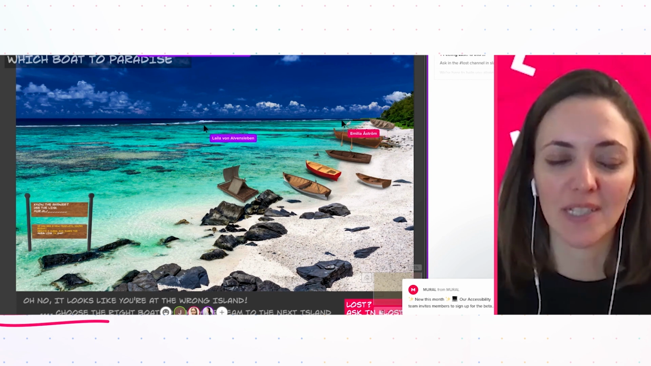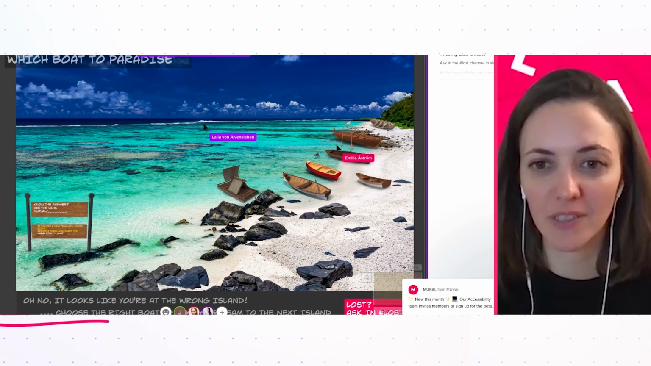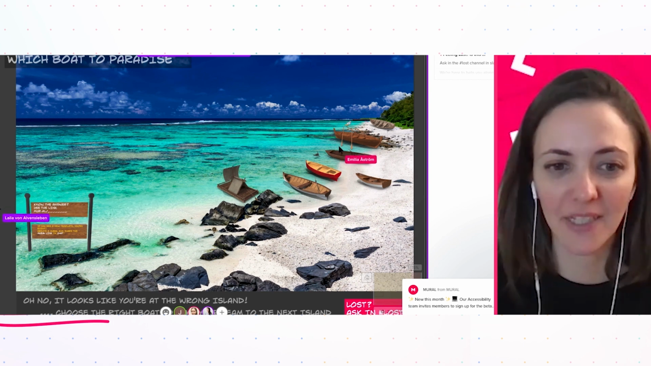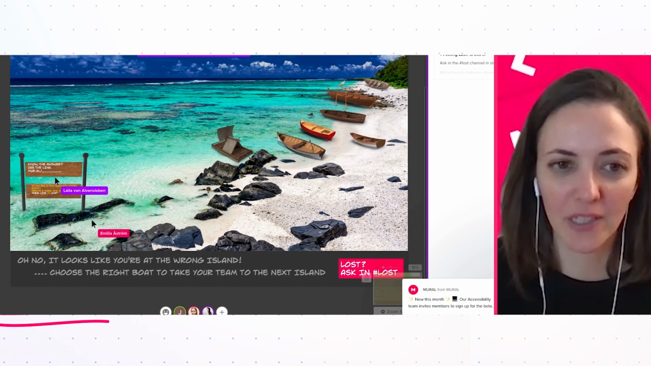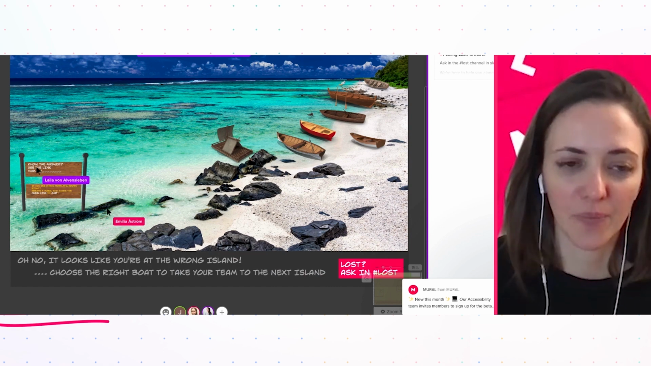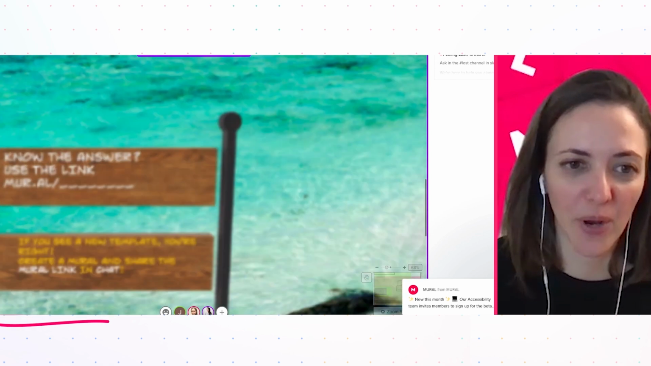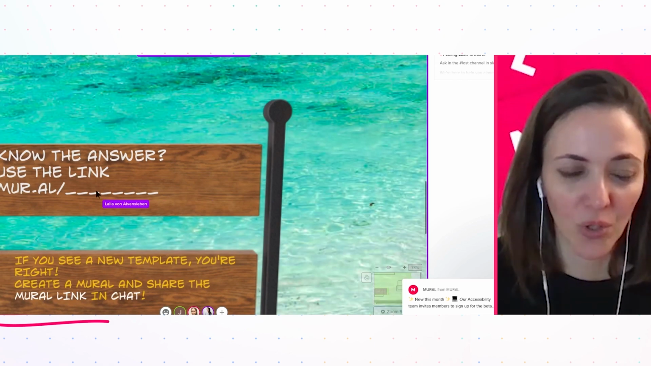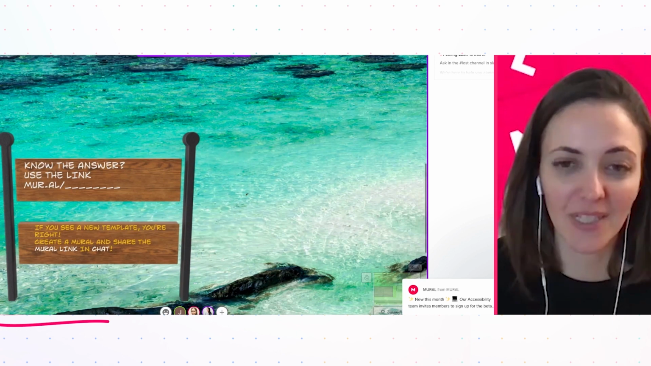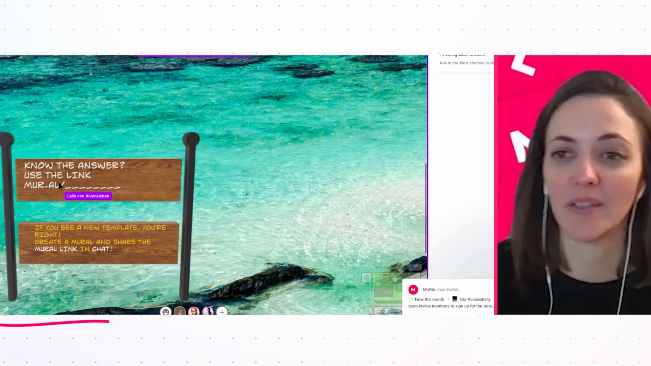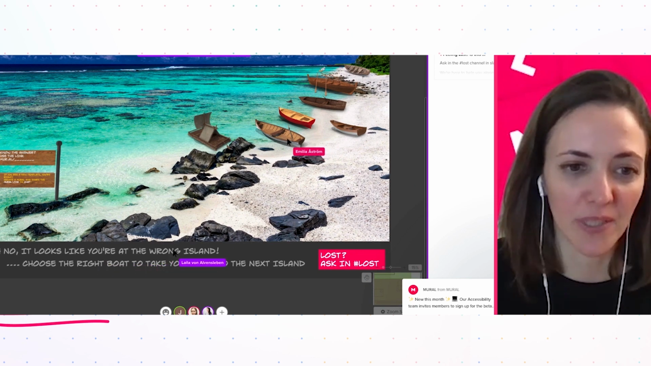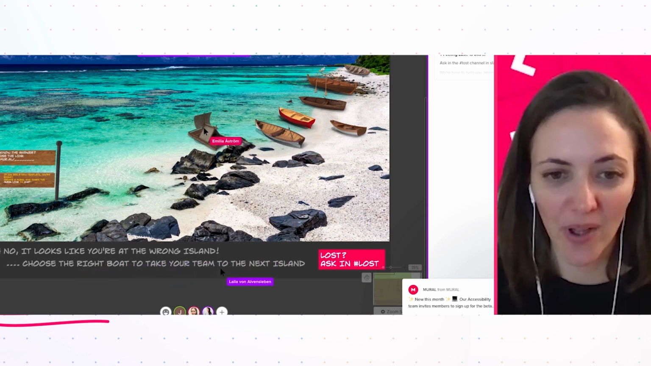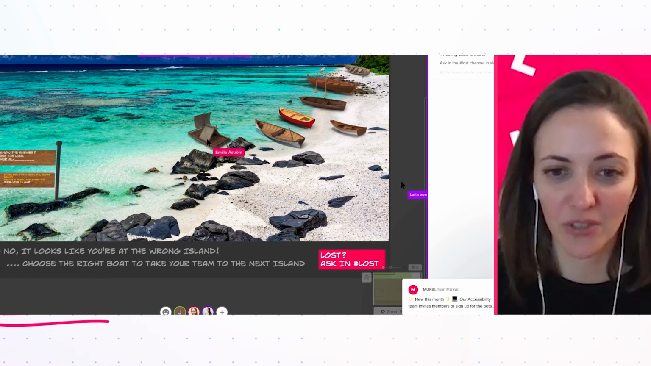And this was the first escape room of, I think, 7 in total. The idea here was that there was a clue at the bottom and you had to find the clue. And then once you found that clue and you found the right word, you had to put it in a URL. So these dashes represent the word that is missing, and that URL would open the next level of the escape room. So in this one, the clue says, oh no, it looks like you're at the wrong island. Choose the right boat to take your team to the next island.